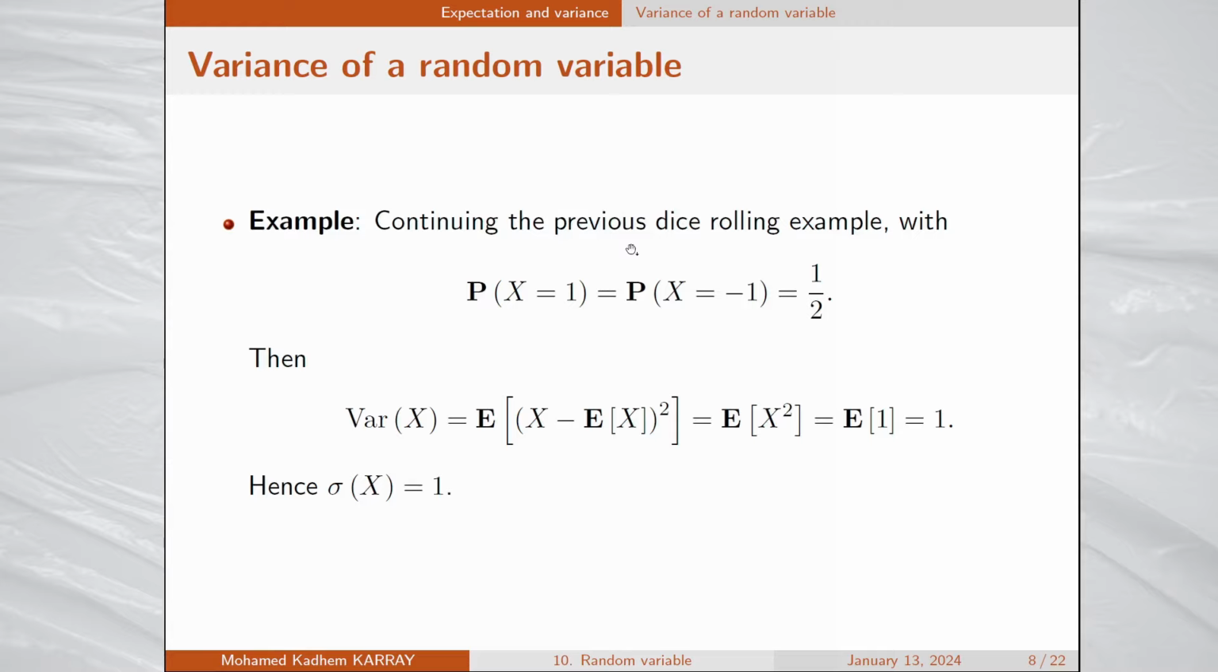Here is an example continuing the previous dice rolling experiment. Remember that we considered a random variable x with these two values and this law here. Let's now calculate its variance. It is given by this formula. But remember that the expectation of this random variable is 0, so we get the expectation of x squared, and since x squared equals 1, this is the expectation of 1, which equals 1. Then the standard deviation of this random variable equals 1.